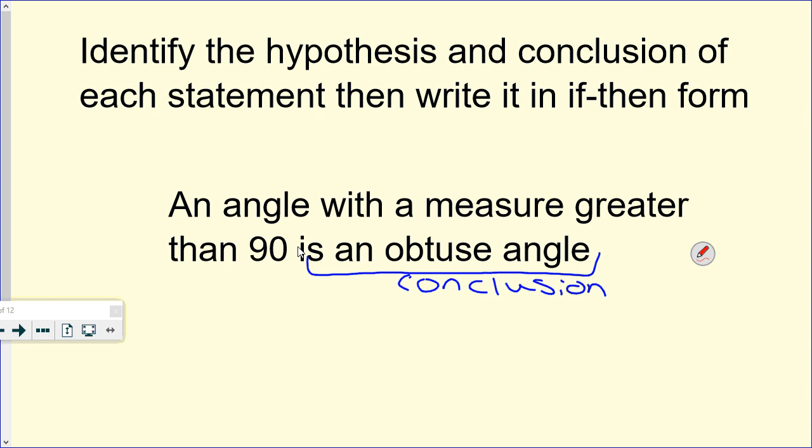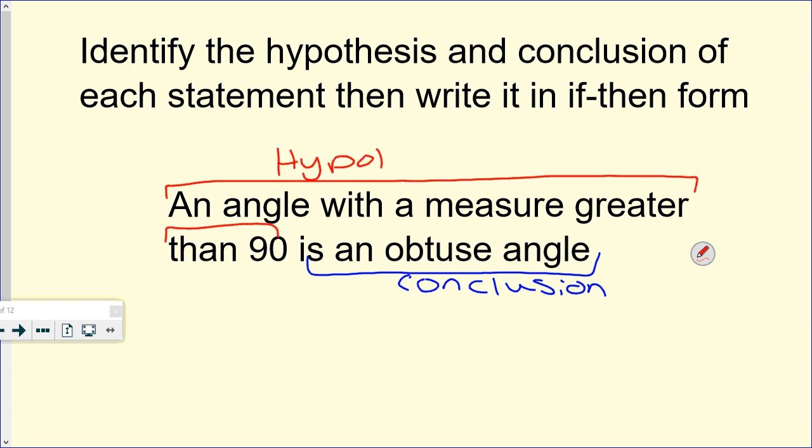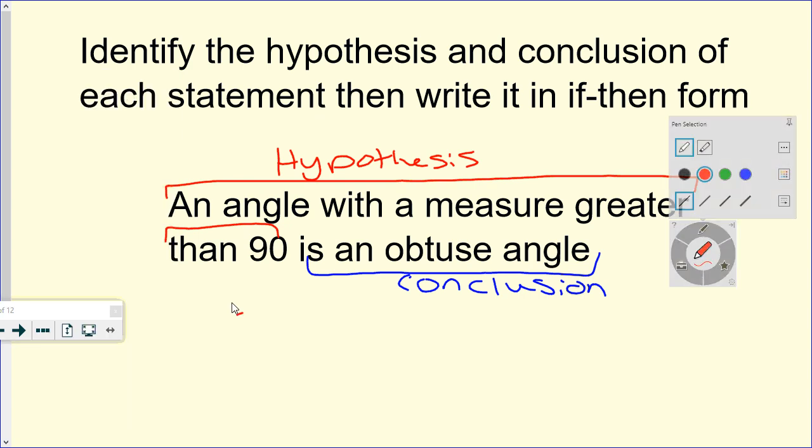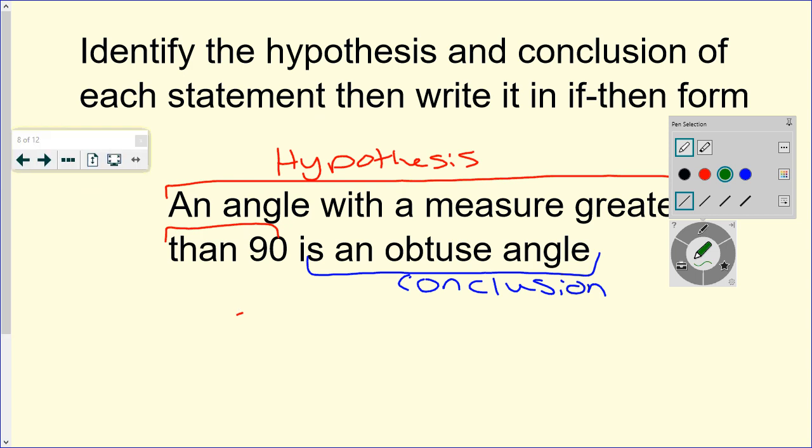What has to happen? What are the conditions in order for it to be an obtuse angle? It must be bigger than 90. An angle has to have a measure greater than 90 would be my hypothesis. So we figured out which part is the conclusion and which part is the hypothesis. Now we're going to put it into our if-then form.